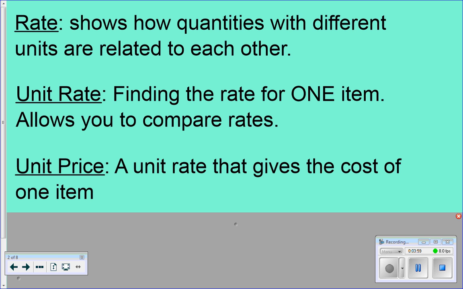Unit price. A unit price is basically the same thing as a unit rate. It's only when you're using money. So number 3 was $10.50 for 3 pounds. That's when we're finding a unit price. So unit rate and unit price are basically the same thing, except unit price is when you're dealing with money. That's the only difference there.